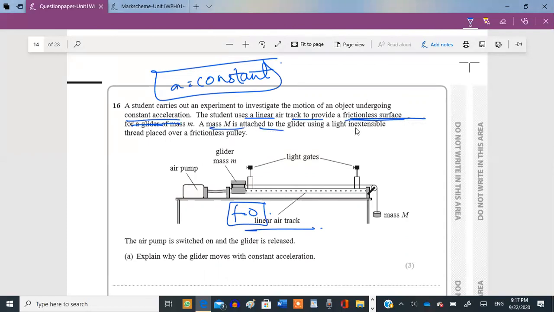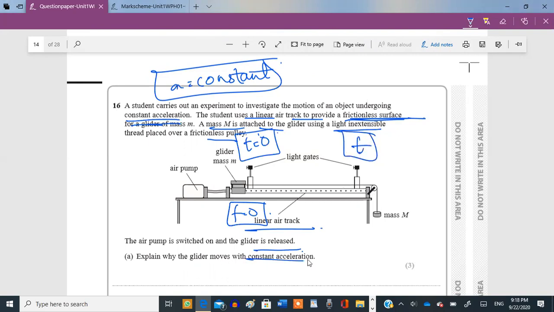A mass m is attached to the glider using a light, inextensible thread placed over the frictionless pulley. This is the frictionless pulley. This is the inextensible thread over here. The air pump is switched on and the glider is released. Air pump switched on means the surface has become frictionless. As soon as it is released, it will pass the first light gate, and the stopwatch will start. That's going to be your time zero. As soon as it reaches the other light gate, the stopwatch will stop and record the time.